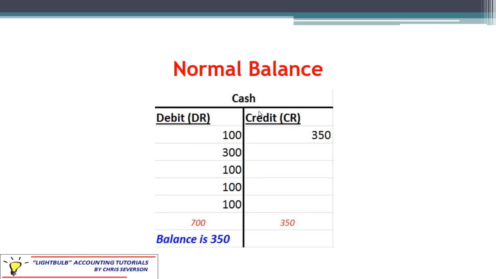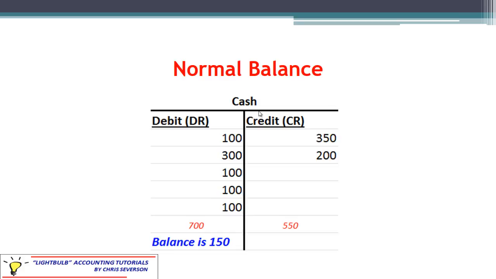Now, on this account, we have $700 on the debit side, $350 on the credit side. So our balance is $350. We have $350 more debits than we do credits. So our balance here is, again, $350 debit, which is positive for a cash asset account.